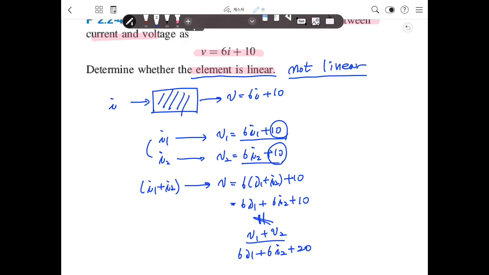We can check the linearity in this way. When you want to check the linearity, we need to check the superposition and homogeneity.